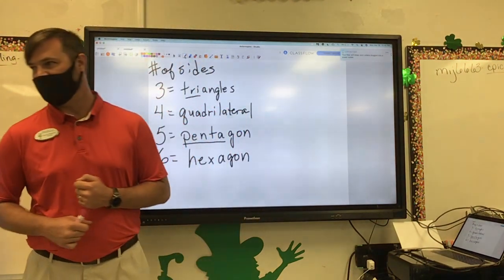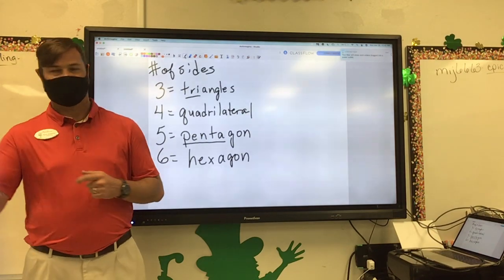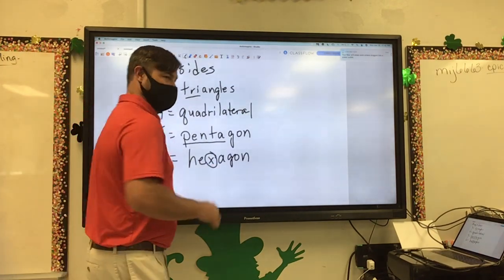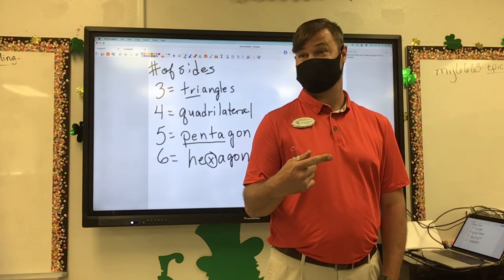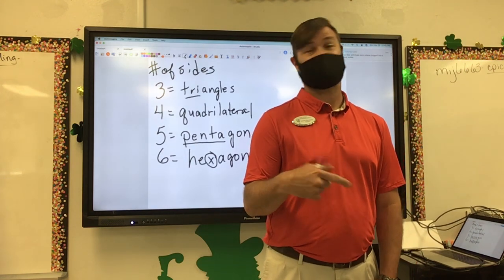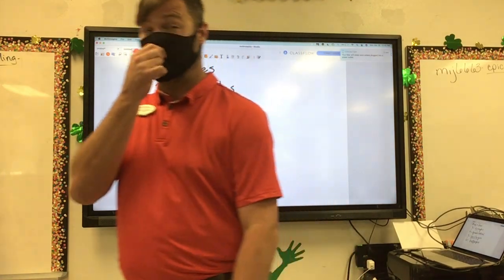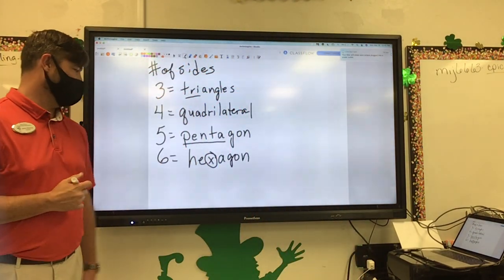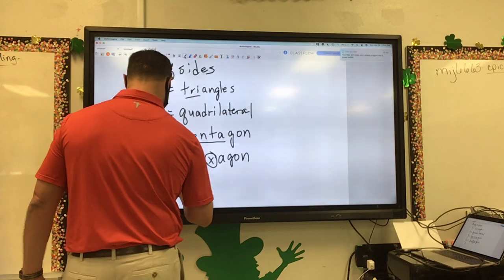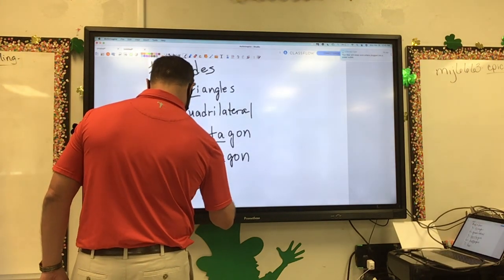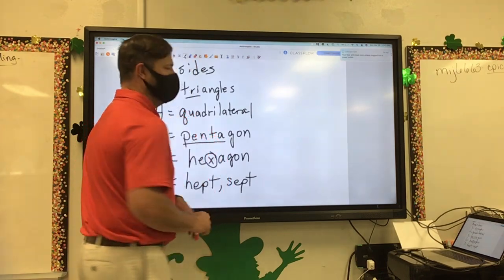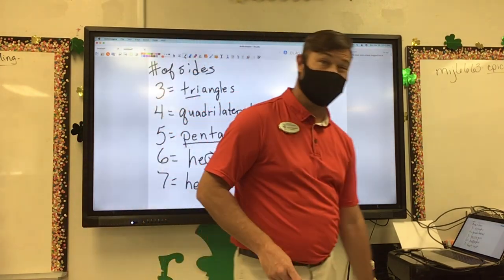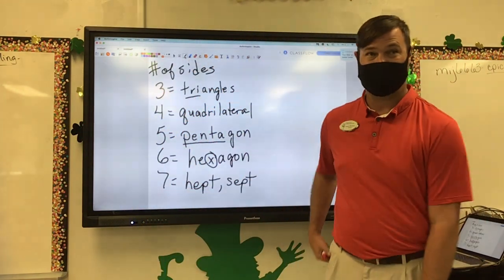What's a trick that can help you remember? The letter X. 6 has an X. Hex has an X, okay? It's the only one that has an X, both 6 and hex. 7 is called a heptagon, or sometimes you may see it as a septagon. I don't have any secrets for you on that one. That's just something you got to know, okay?